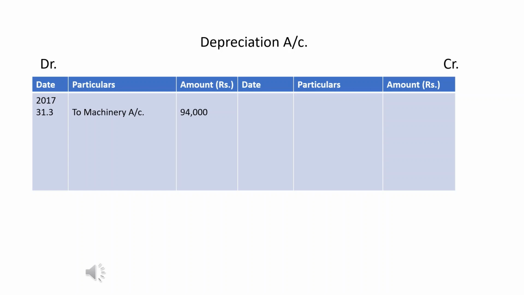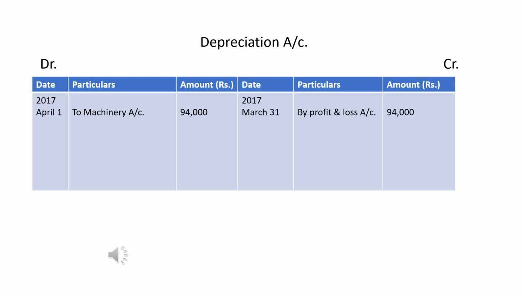So under date, we will write first the year, that is 2017. Thereafter, the date and the month. Under particulars, we will write to machinery account because here the machinery is depreciating. So under particulars, machinery account will come, and under amount, that is on the debit side, we will write 94,000 rupees because that is the depreciation for first year. Now we need to take this balance of depreciation, that is 94,000 rupees, to profit and loss account.